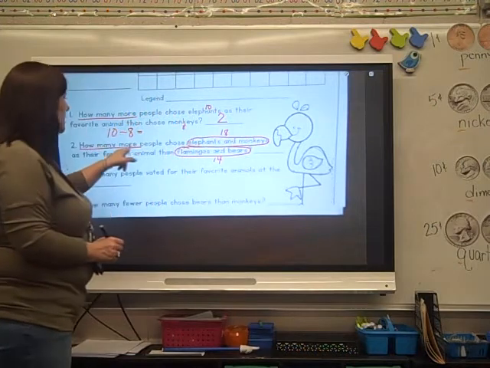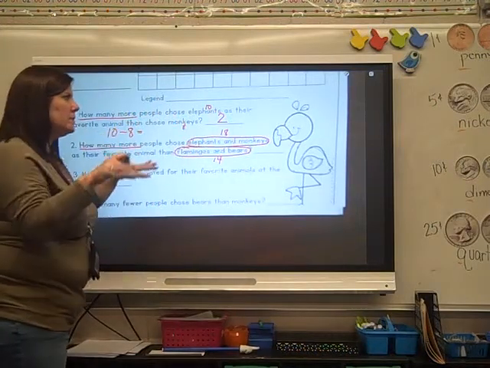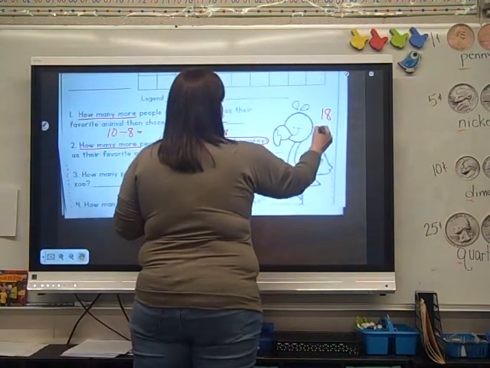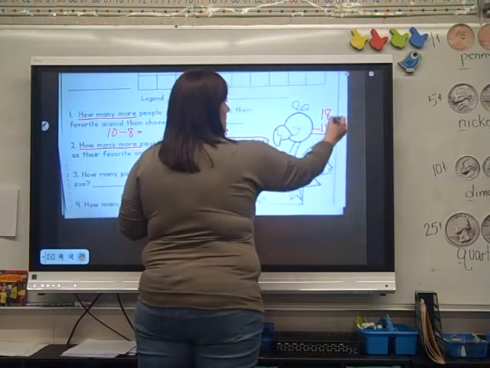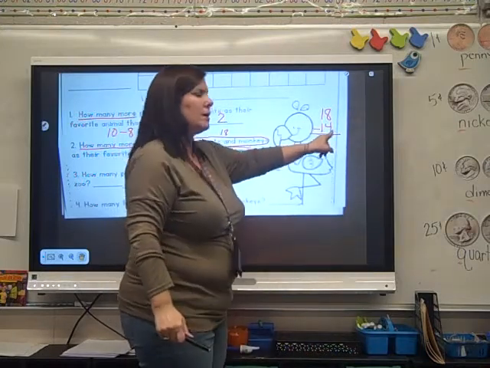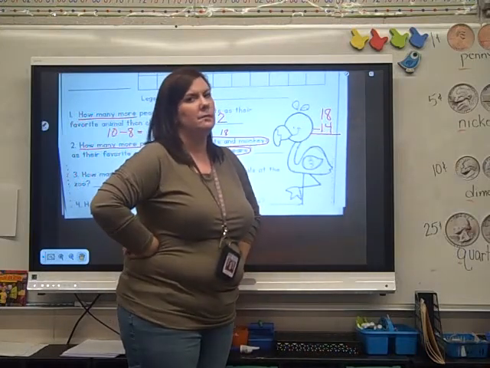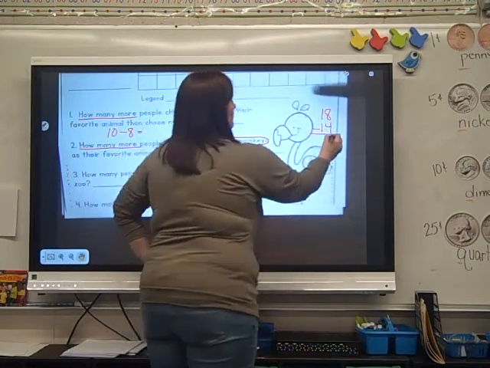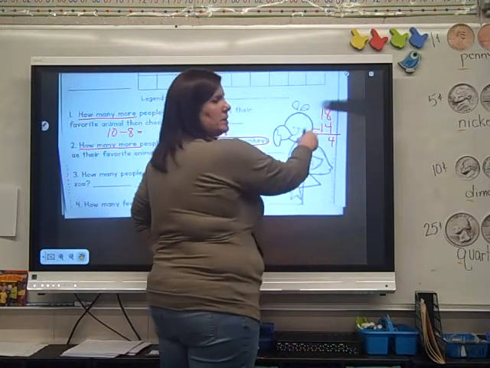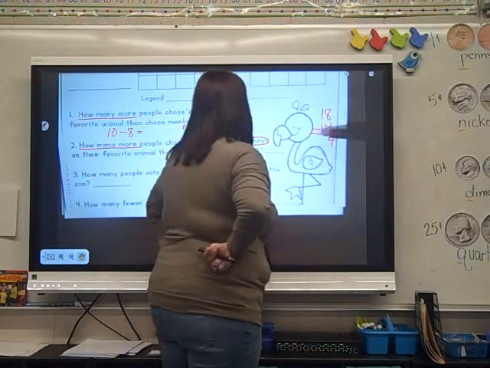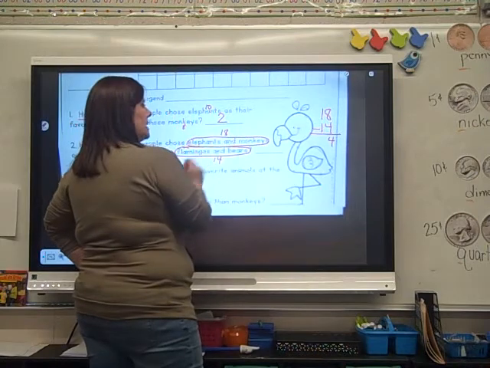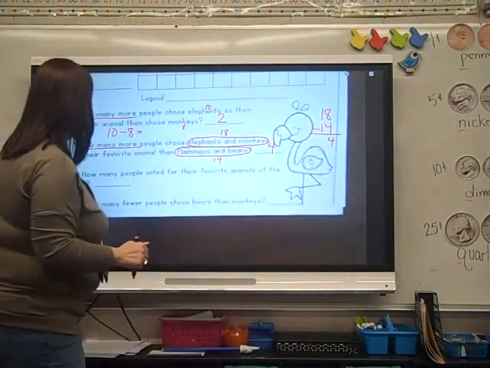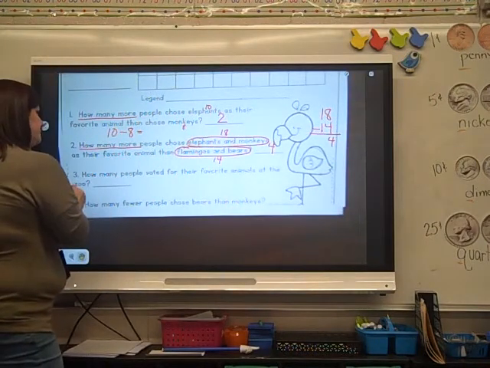So how many more means to subtract. I want to know the difference. I'm going to be honest, it would be easier to come over here and do 18 subtract 14. Do the ones column. What's 8 take away 4? You know that. It's 4. And 1 take away 1 is 0. Do I put that 0 in front? Nope. So how many more people liked elephants and monkeys? 4.